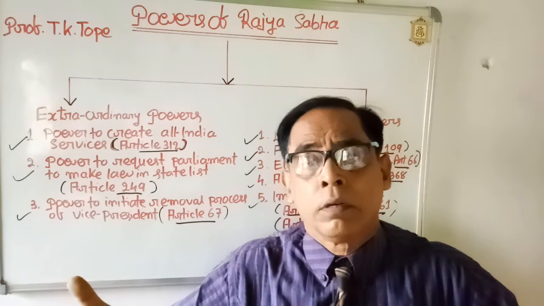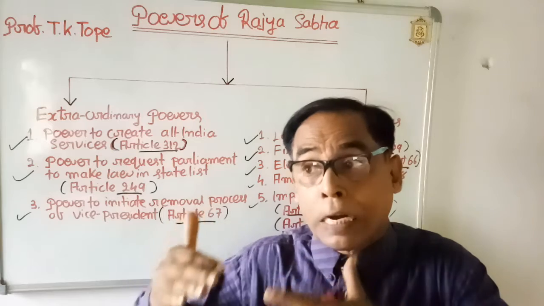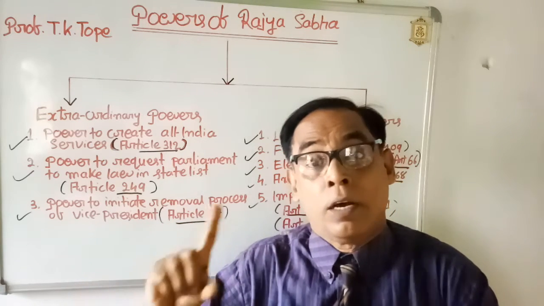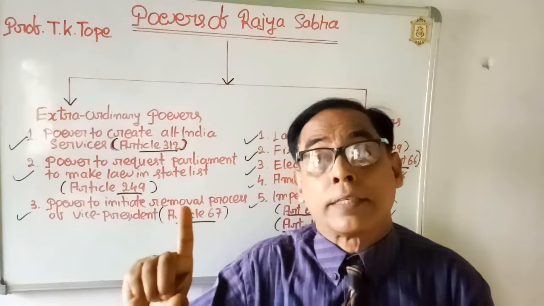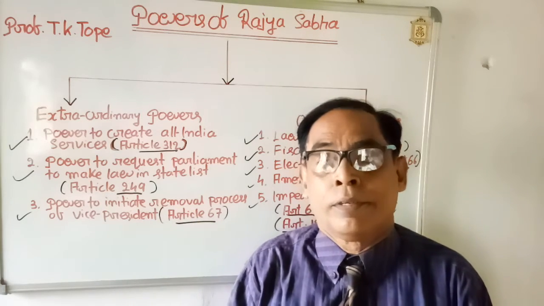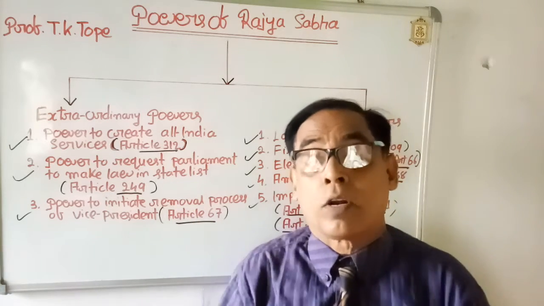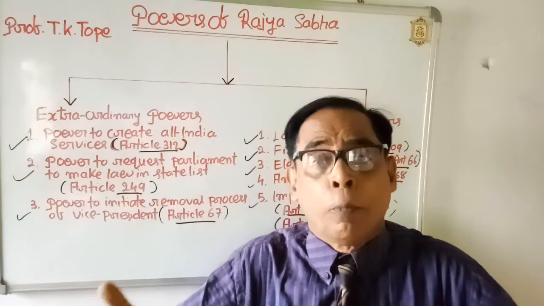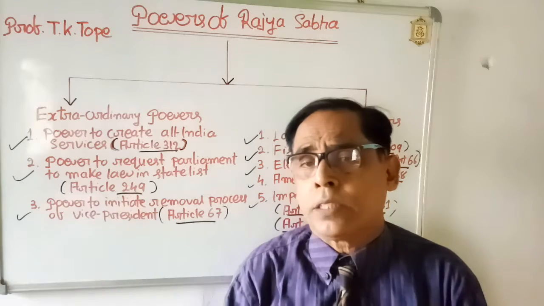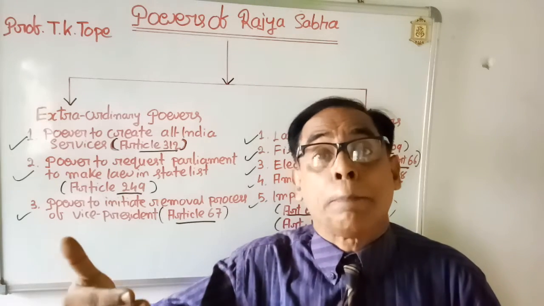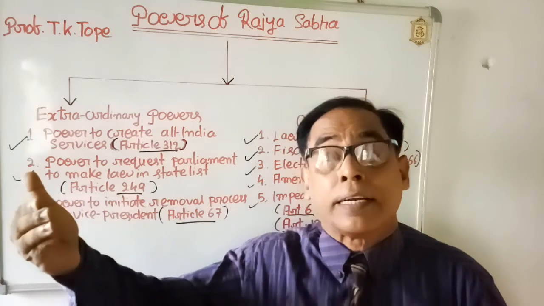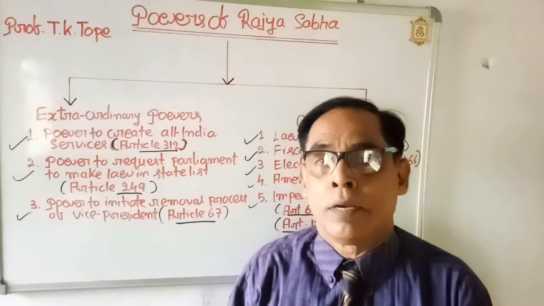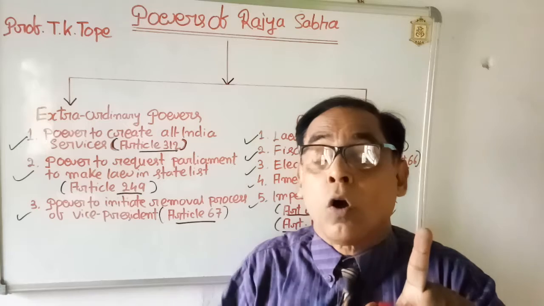interest, Parliament should make law in the state list, then Parliament will make law in the state list. So if the Rajya Sabha, to make it more clear, if the Rajya Sabha will pass a resolution supported by 2/3 of its members and request the Parliament to make law in the state list, at that time Parliament will make law in the state list. But this law is valid for only 1 year.